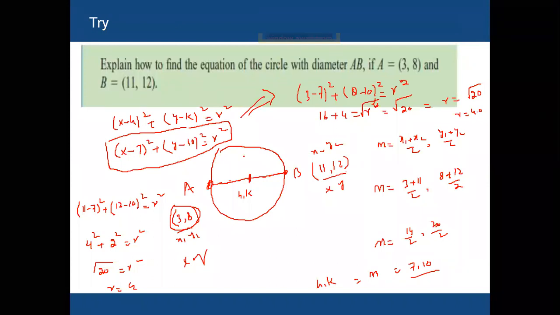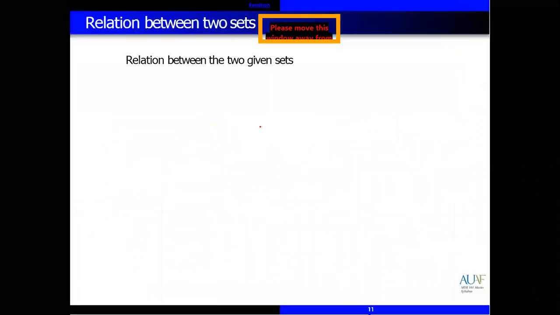So this was our review from the previous day's class. We discussed the equation of a circle, the midpoint formula and the distance formula. Our next topic is about relations between two sets.